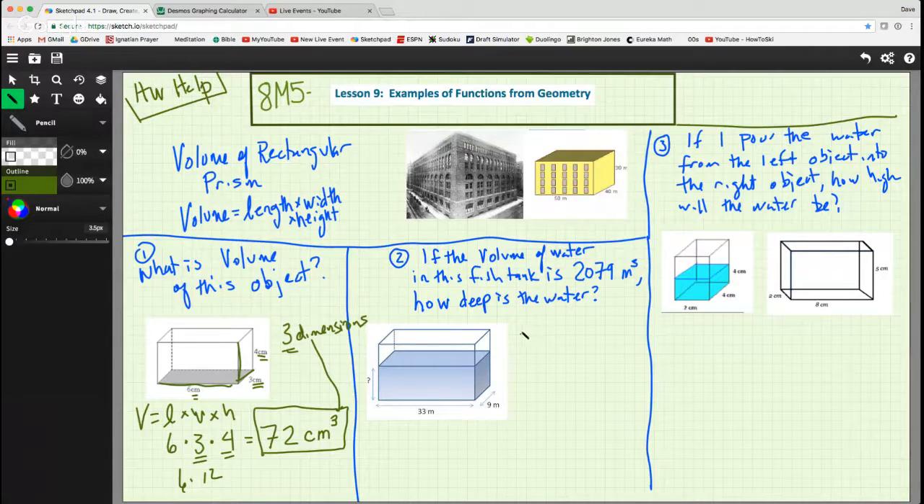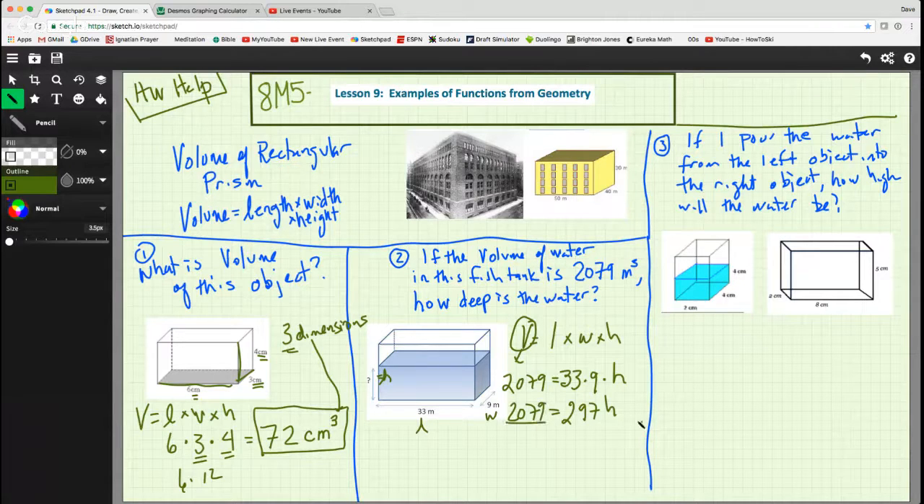So in this case, we know that volume is equal to length times width times height. And we know the volume, 2,079. We'll call this the length, and we'll call this the width. And the height we don't know. So if our length is 33, our width is 9, and we don't know our height, we're going to have to solve for height. We know how to solve these types of problems. We just multiply our 33 by 9. I'm using a calculator, I'll just admit it right now. And that's 297 H, and that equals 2079.